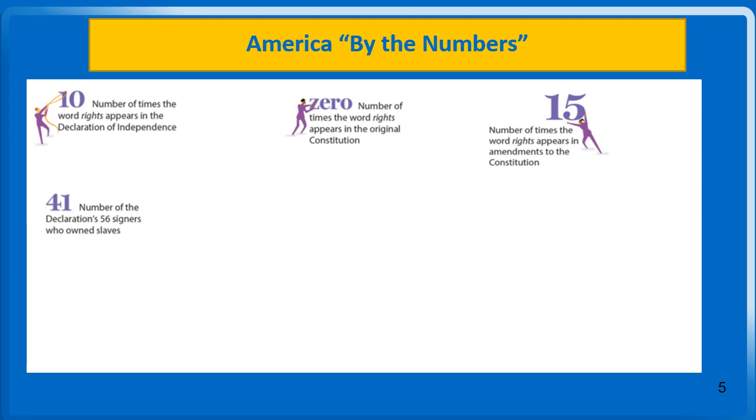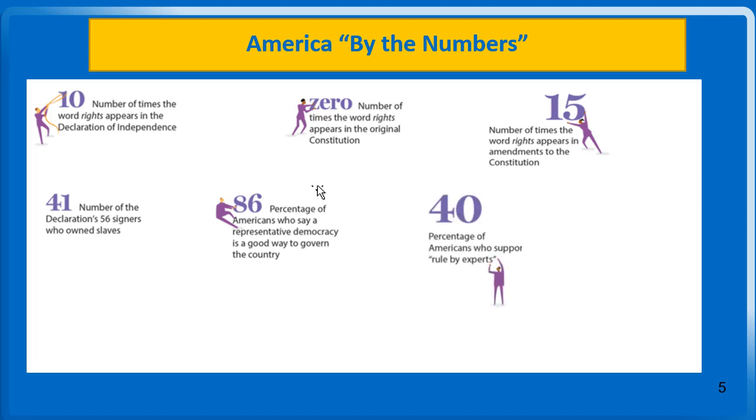and natural rights. 86 is the percentage of Americans today who say that a representative democracy is a good way to govern the country. 40 is the percentage of Americans who support rule by experts. 17 is the percentage of Americans who support rule by the military.